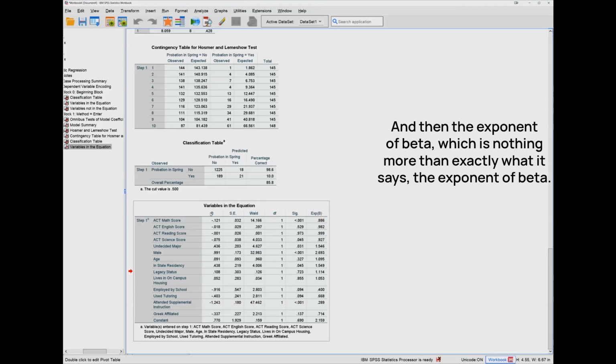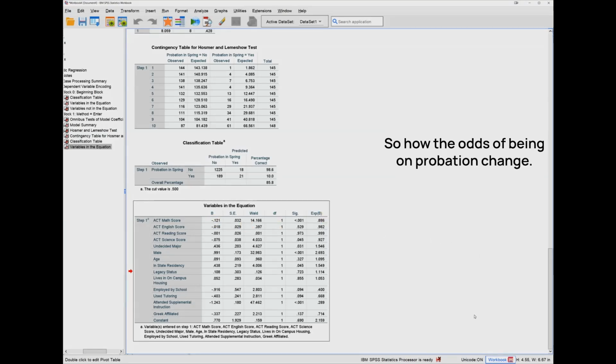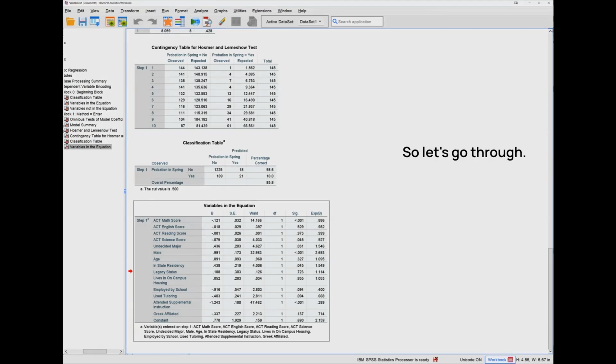And then the exponent of beta, which is nothing more than exactly what it says, the exponent of beta. The calculation takes that beta coefficient and generates what's called an odds ratio. So how the odds of being on probation change. So let's go through the variables that are statistically significant. So we have math score.